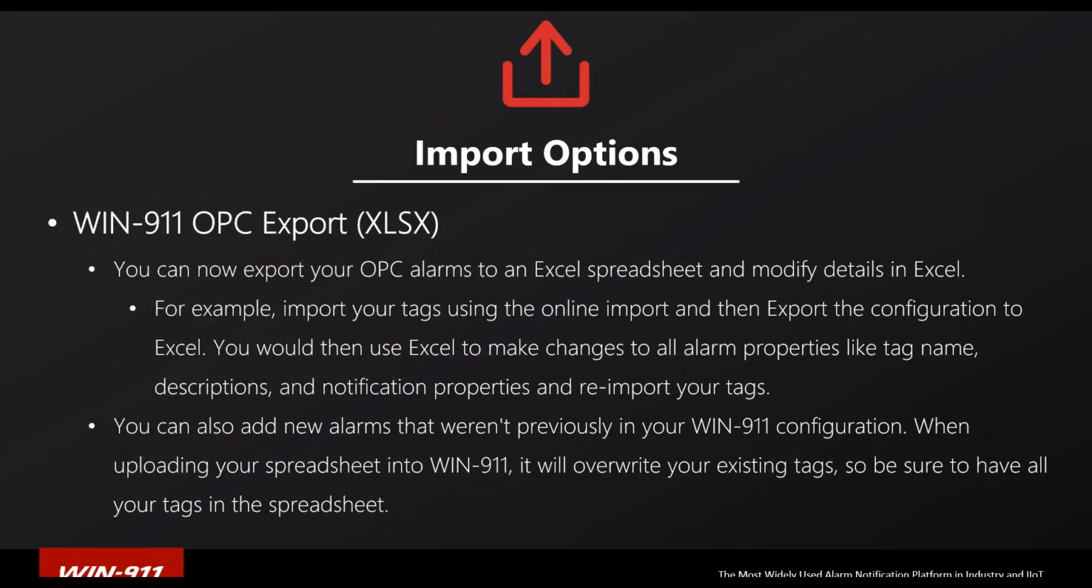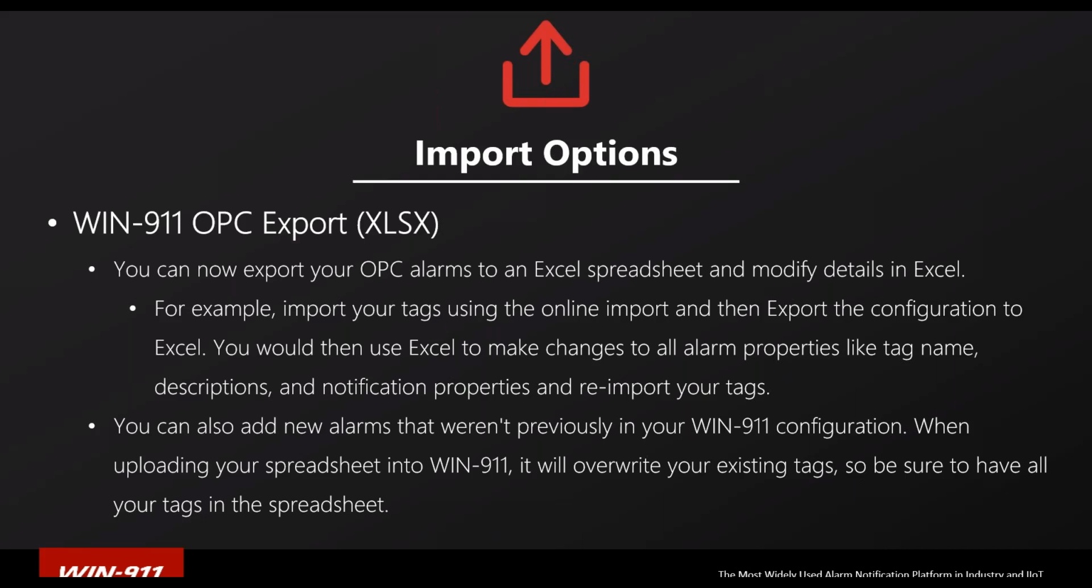And then, of course, we've got the new Excel export. I know it's weird to call it an import option and an export, but once you have your tags in WIN-911, you'll be able to export that configuration out to an Excel file. You can open that file in Excel, make all the changes you need there, and then just re-import it back into WIN-911. When you import these files, it will overwrite all your other tags, so it doesn't do a merge. Make sure that whenever you're doing an import, it contains all the tags you want to have in your WIN-911 system. I'll show you an example of this as well.